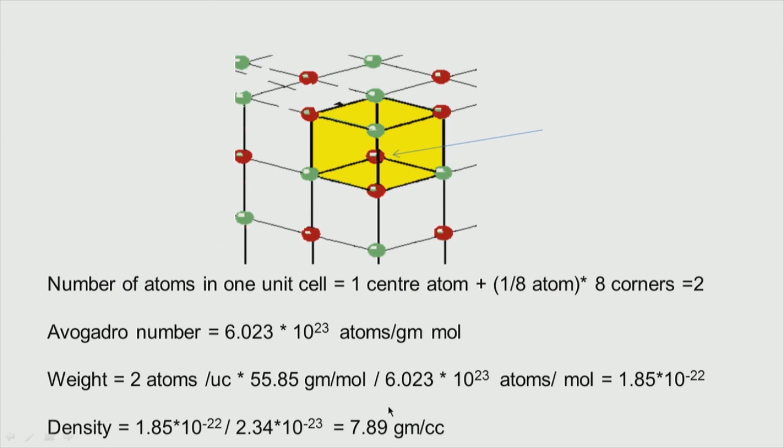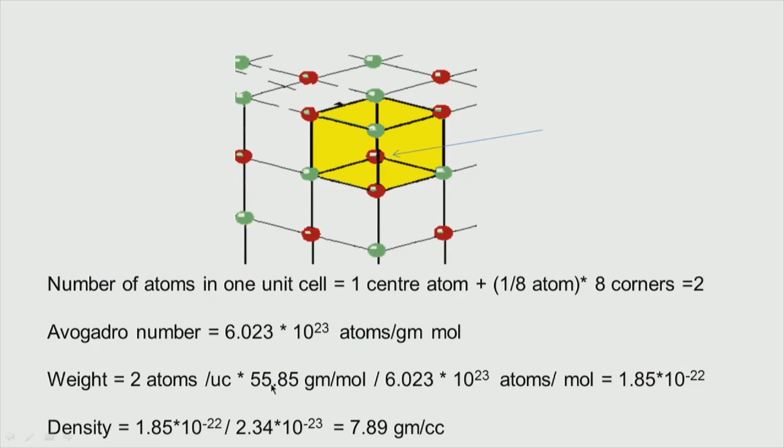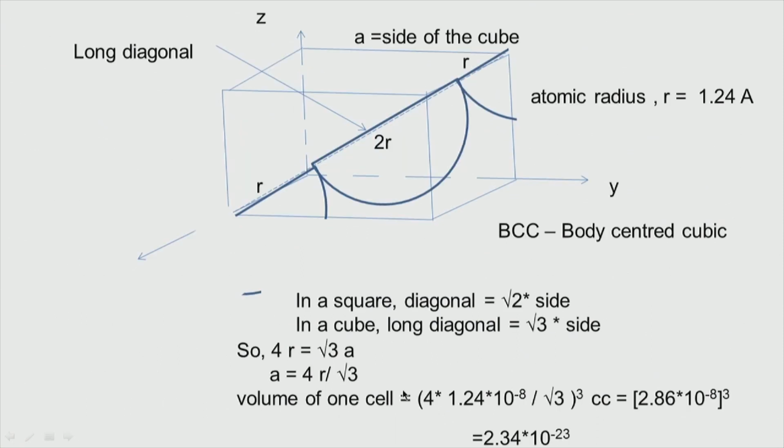So, what do we do? We know how many atoms will be there in one unit cell, that is 2, and then multiply by the weight of each one of them, that is atomic weight 55. We need to divide by Avogadro number because it tells you how many atoms per gram mole. Now, if you want to look at the volume, use geometry here.